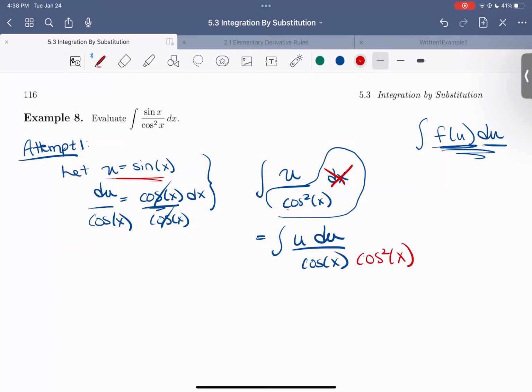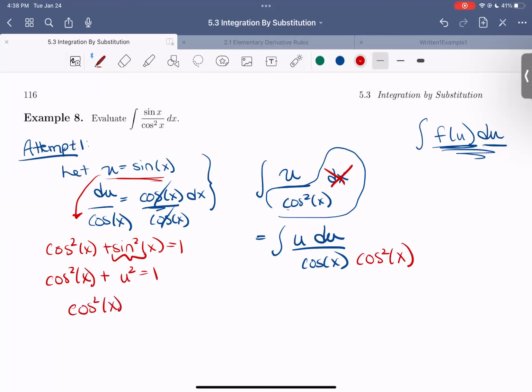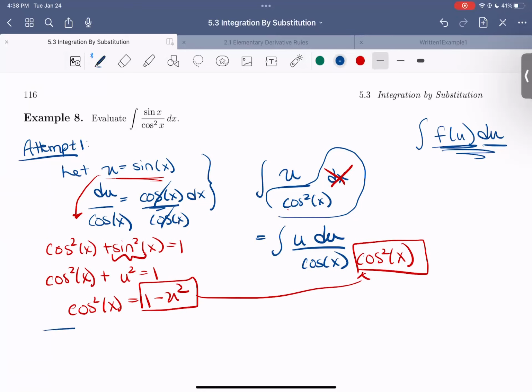I mean, we could try some trig stuff. We know cosine squared x plus sine squared x equals 1. So we could say this would be cosine squared x plus u squared equals 1, so cosine squared x equals 1 minus u squared. Then I could substitute 1 minus u squared for cosine squared. But then we have a u in the numerator and denominator, and it just gets way more complicated, right? So at this point, once you've done some thinking and work and massaging and it just doesn't work out, we just say, okay, that was a nice attempt. Let's try another attempt for u.